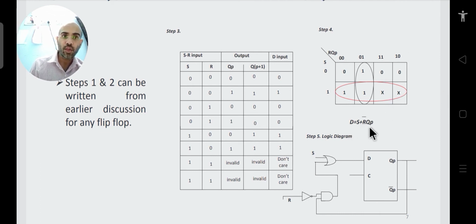Then this equation we have to realize on the logic diagram. So you see, the D should get the value equal to S plus R bar QP. For that, we take the feedback from the QP and AND it with R bar. To get R bar, we connect an inverter in between. Then the output of this AND gate is fed to an OR gate, and to that OR gate the other input is S. The total output from the OR gate is S plus R bar QP, and that is connected to the D input of the given flip-flop.